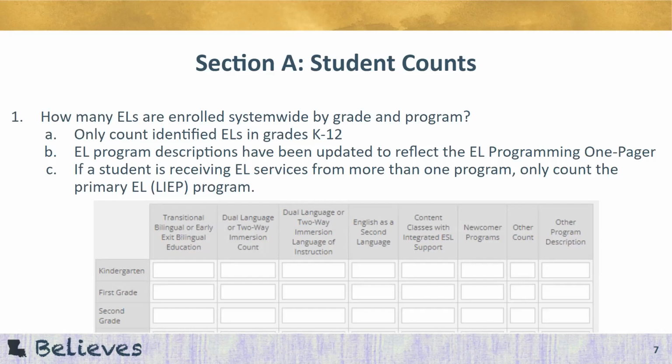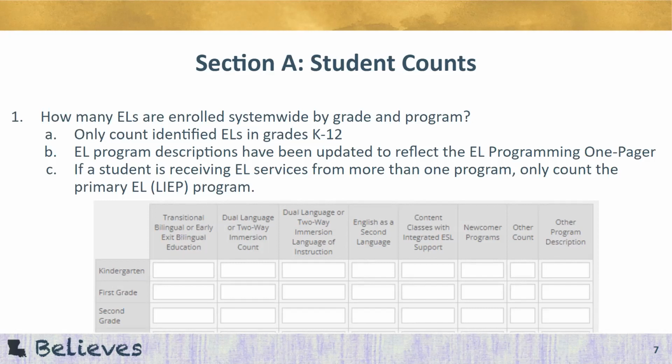And then we did update the program descriptions to reflect the ones that we have in our EL programming one-pager. What I'm really hoping is that if you're saying in your head, oh, we do a pull-out program, okay, remember, pull-out and push-in aren't actual EL programs. They're the way that we offer EL programs. So you can have a pull-out ESL, you can have a push-in content-based. So pull-out and push-in is less important in this case than what the actual program is.